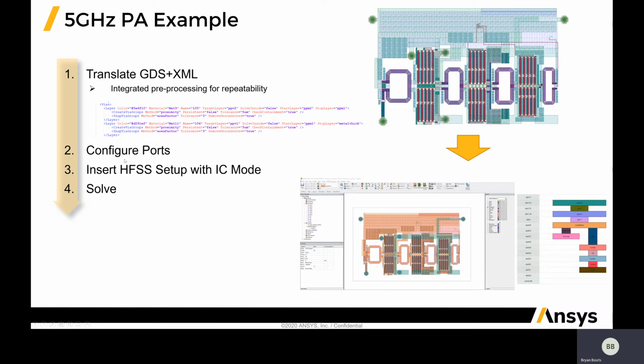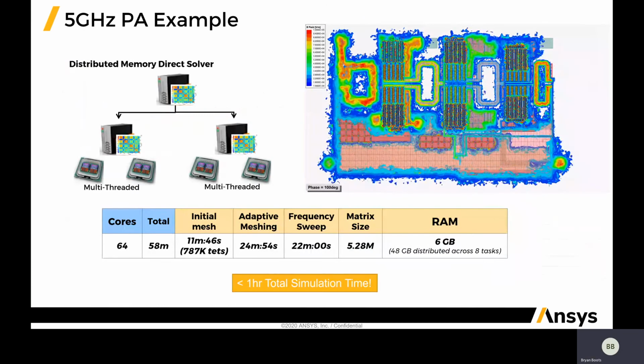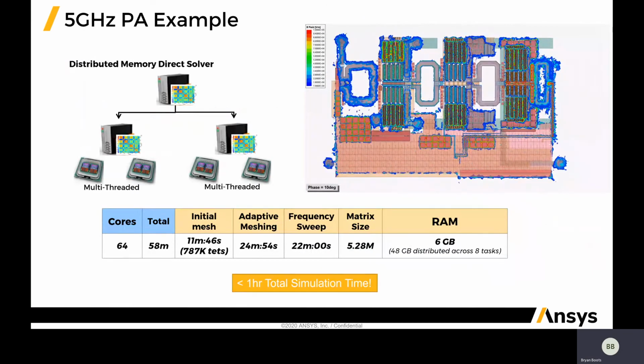So we can configure ports, we can insert an HFSS setup, and then importantly, we choose the new IC mode in that setup. And then we just solve. And all of this can be automated. There's a rich scripting API. The EDB itself has a very comprehensive API. So this can be as hands-off or hands-on as needed. At the end of the day, we have a model and we need to solve in HFSS.